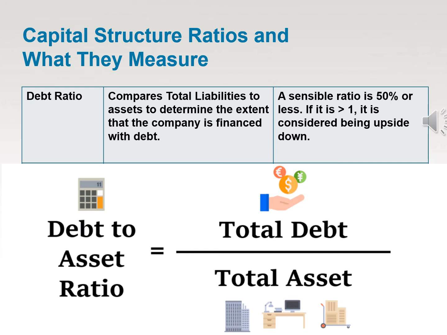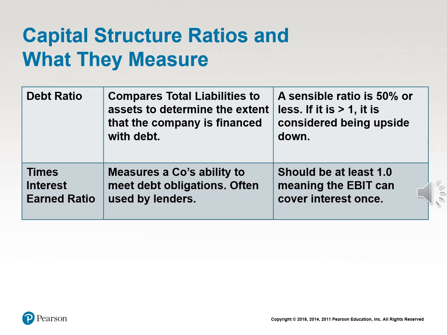We calculate the debt ratio by comparing our total debt to our total assets. The second and final ratio in the capital structure ratio category is times interest earned. I really like this ratio because it seems very practical. What we're trying to figure out is how many times we can pay interest on our debt out of our EBIT, which is our net income figure before interest or taxes.